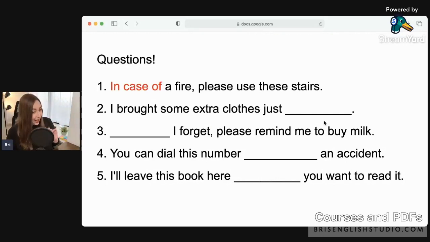Number 2: I brought some extra clothes, just in case of or just in case. This one I think is a little bit easy.